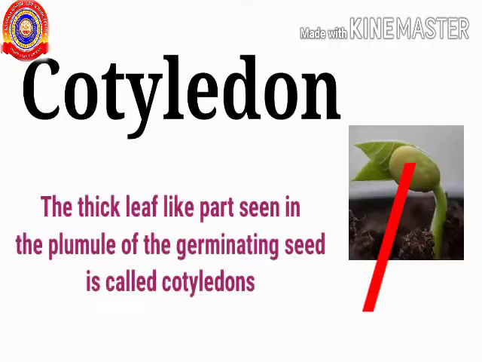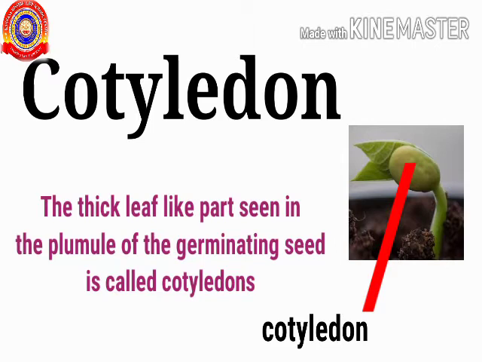The next topic that we discussed in our last class is cotyledons. Teacher will explain the topic cotyledon one more time. So all of you please listen carefully. Children, did you know what are cotyledons? The thick leaf-like part seen in the plumule of the germinating seed is called cotyledons. One more time. The thick leaf-like part seen in the plumule of the germinating seed is called cotyledon.